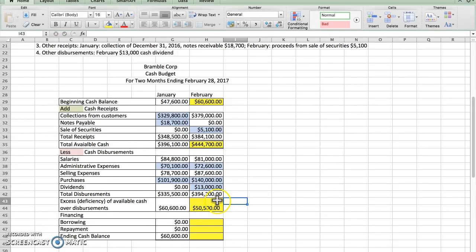Now that's below that minimum amount that the management wanted us to keep. So we're going to have to finance the difference to be able to meet our obligations in the month of February, which is $6,920. We don't have any repayments planned, and so we know that the balance will be right there at the minimum that we needed it to be, which is $57,420.